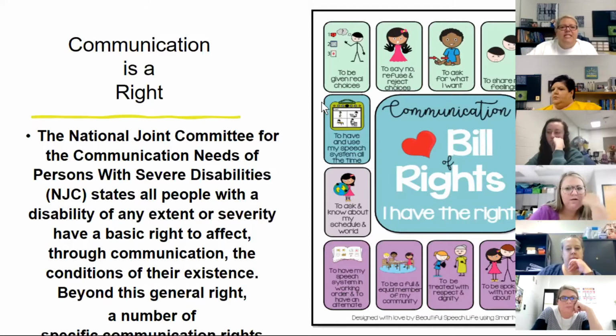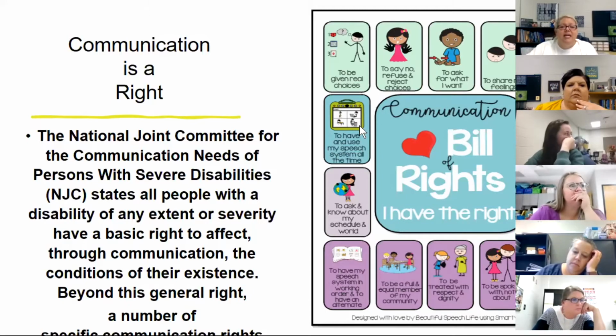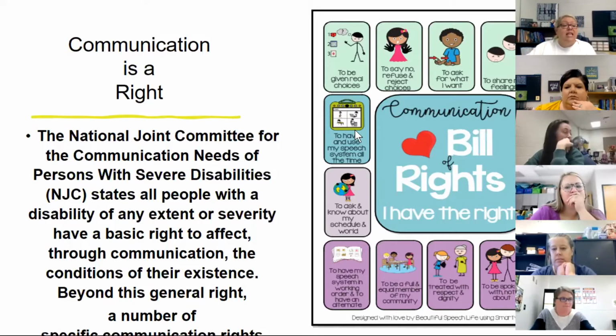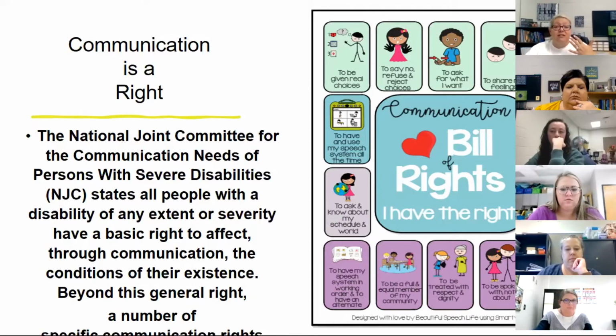So let's stay right here for just a second. Sometimes I go into classes and I see devices in closets or in drawers. To me, that's the same as putting tape over a child's mouth. You've taken their ability to speak away. So making sure they have access to that voice all the time.